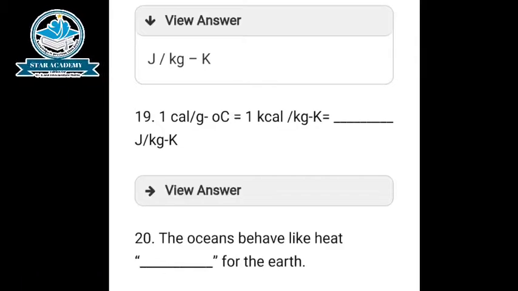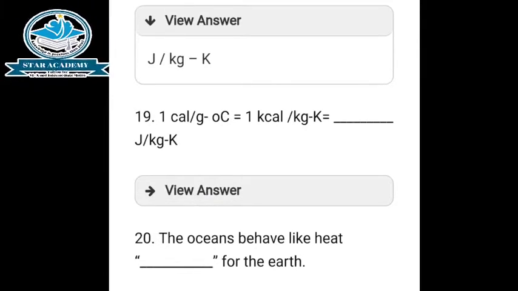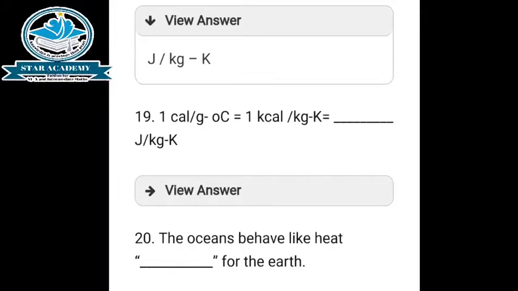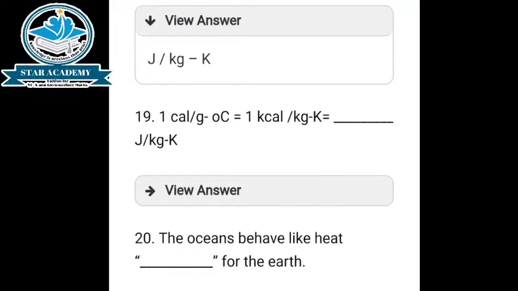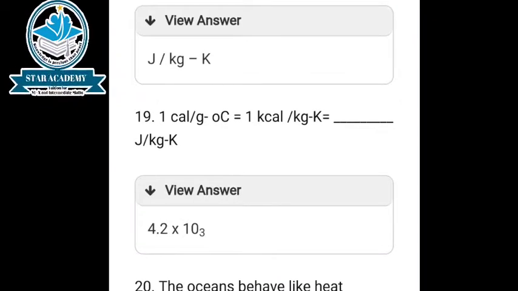19th bit, 1 calorie per gram degree Celsius equals 1 kilocalorie per kg Kelvin, that equals dash joule per kg Kelvin, that equals 4.2 into 10 cube.